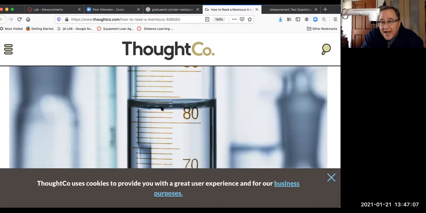Now, how far past is it from the 82? So I want to go to the bottom of the meniscus here, and it is hard to see where the 83 is. But because I have the image on my computer pretty well, and I can see where the 83 is pretty well, to me, it looks like I would write down 82.7 milliliters. Okay, that's what I would write, 82.7 milliliters.